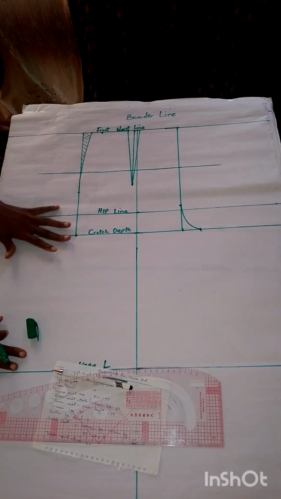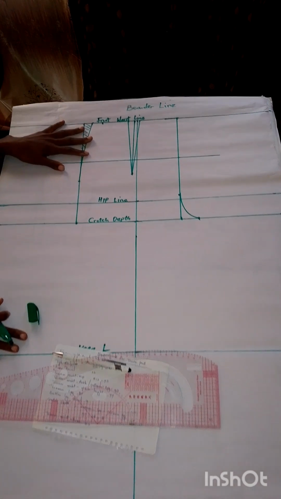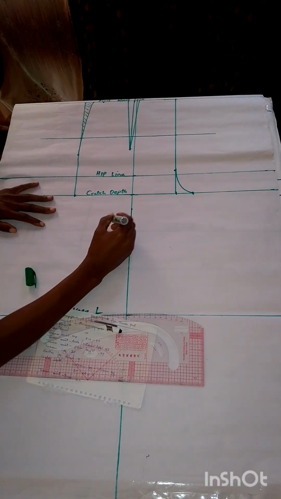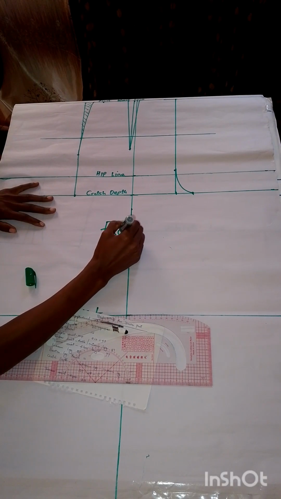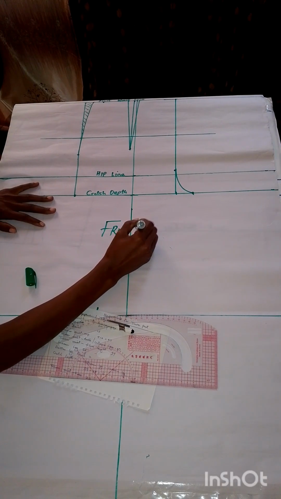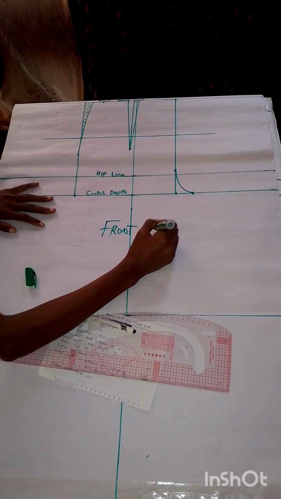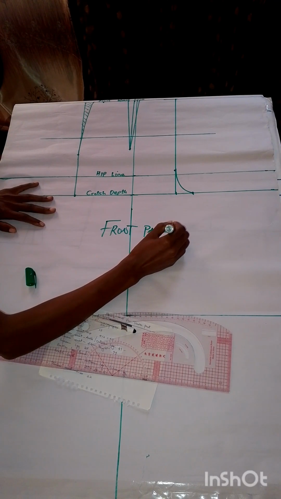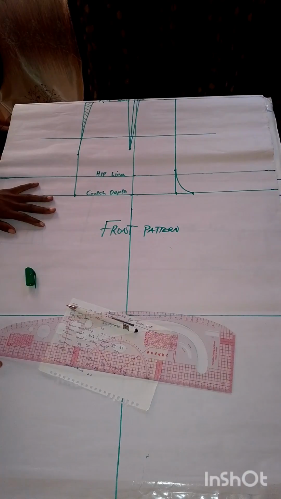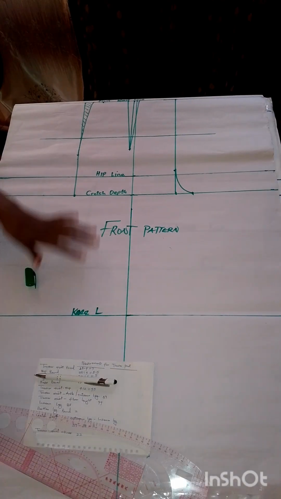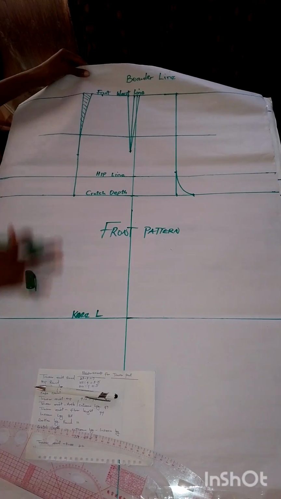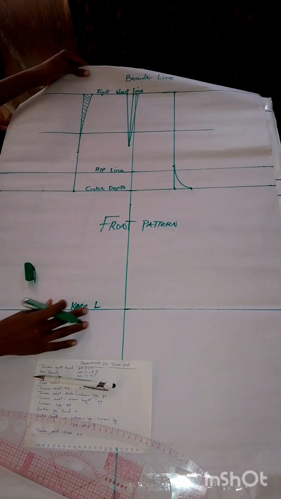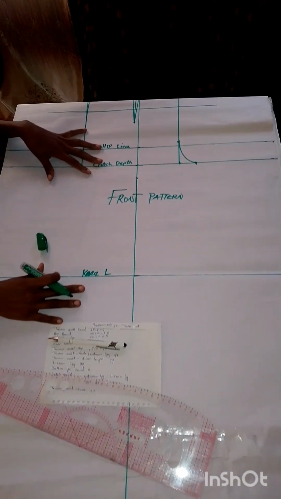And this is our front pattern as well. So I'm going to be labeling this front. Okay, this is our front pattern. So the next thing we are going to be doing now, when we are done with this one, is to come to our knee length.